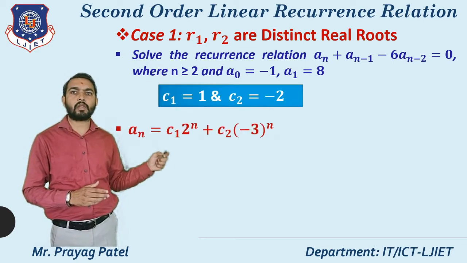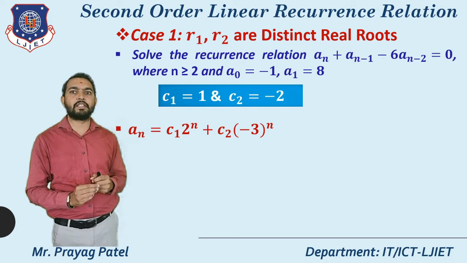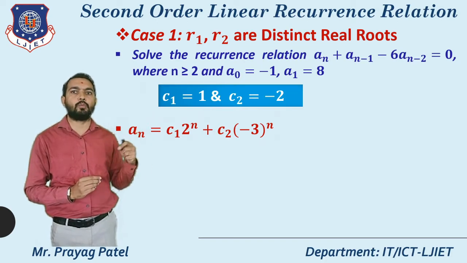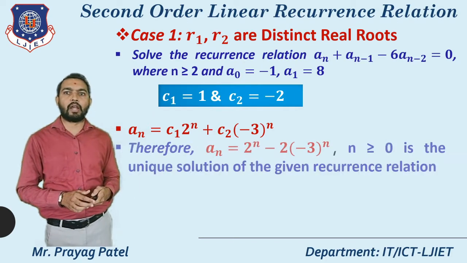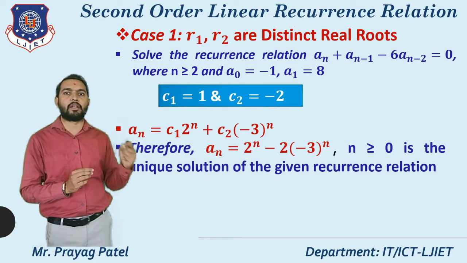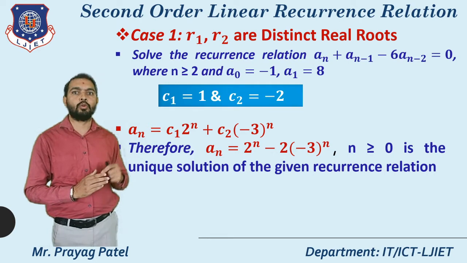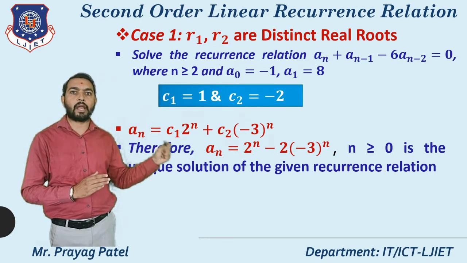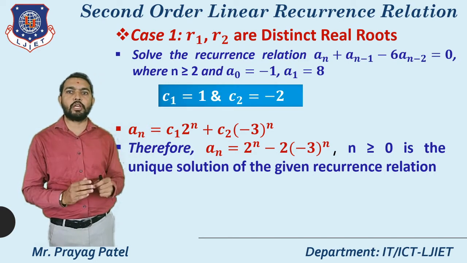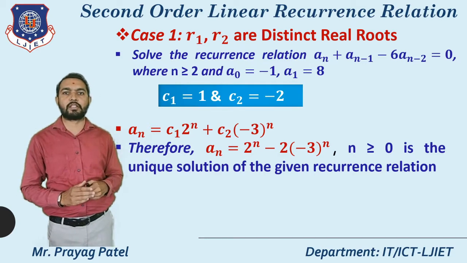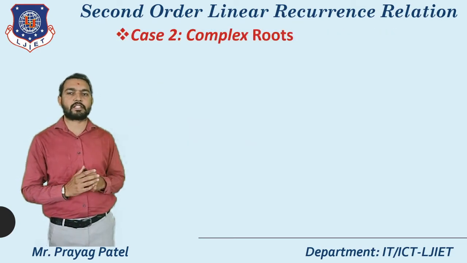So here our common form is A of n is equal to C1 2 raised to n plus C2 times (-3) raised to n. Now the values of C1 and C2 are 1 and -2 respectively. So A of n equals 2 raised to n minus 2 times (-3) raised to n. So for n greater or equal to 0 this is the unique solution for the given recurrence relation. Now this is case number 1.